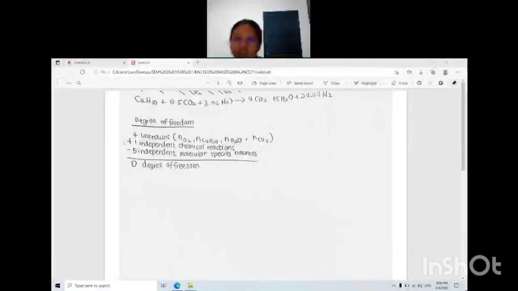And then we plus the one independent chemical reaction. Then we minus 5 independent molecular species balance. Then we also get 0 degree of freedom. If we get 0 degree of freedom, then we already can solve for the molar composition.